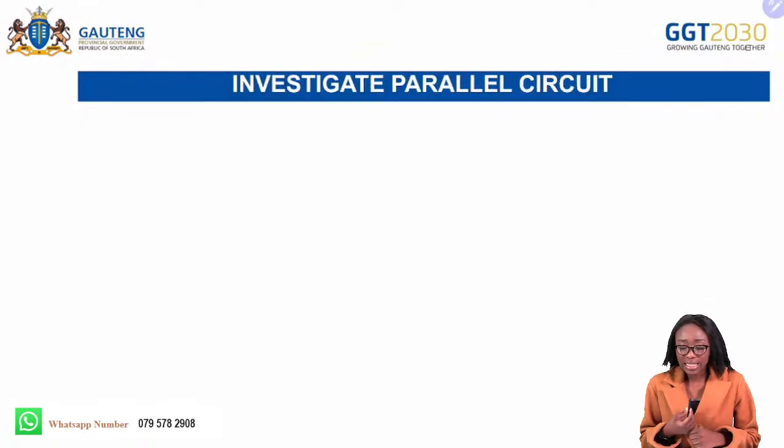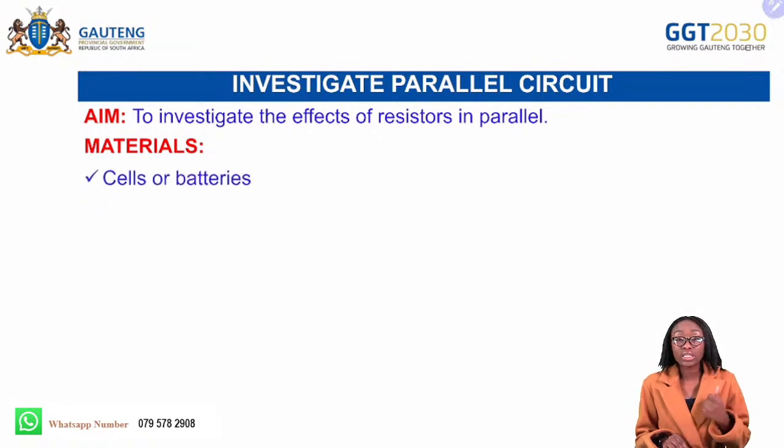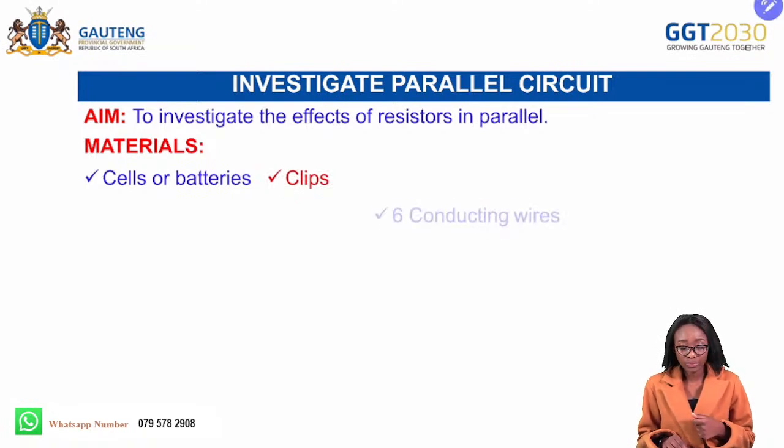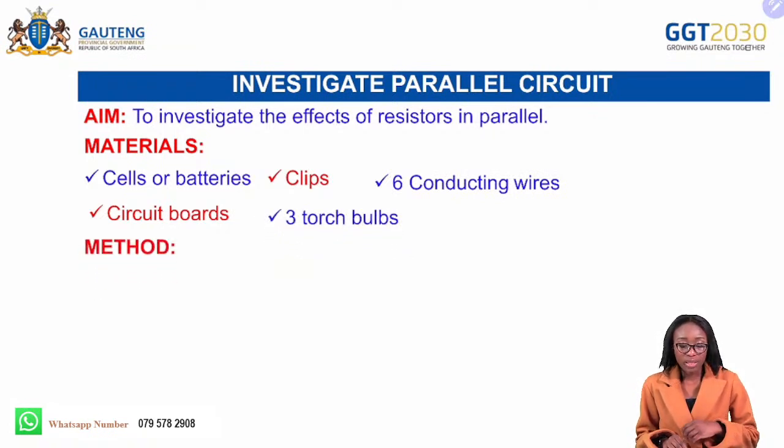So now let's investigate a parallel circuit. Our aim is to investigate the effect of resistors in parallel. What materials are we going to use? We're going to need cells or batteries, clips, 6 conducting wires, circuit boards, and 3 torch bulbs. And this is our method.